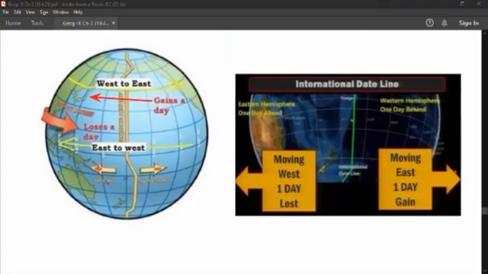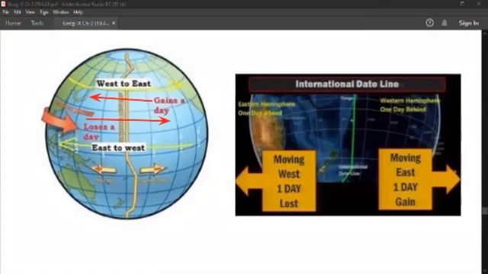Now, on a reverse trip, you fly from Japan to United States on Monday. So you had started your journey on Monday morning. As you cross the international date line, the day changes to Sunday. So here it's a gain of a day. You gain a day here. So moving west, one day lost. Moving east, one day gained.